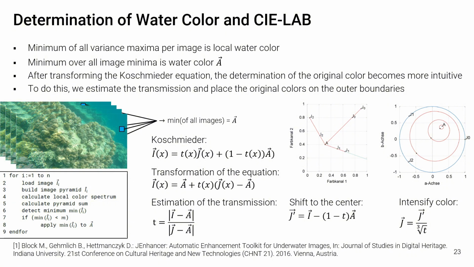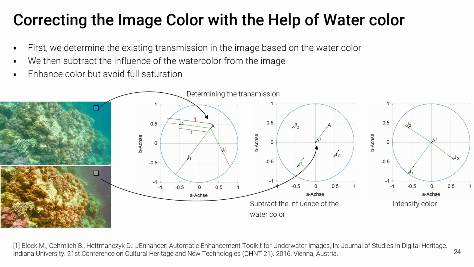If we want to estimate the transmission, this now results proportionally from the length ratio of the distance from A to J and A to I. If the transmission is 0, the pixel is equal to the watercolor, and if it is 1, we have no influence of the watercolor. This allows us, for example, to move colors that are very close to the watercolor to the center and leave colors that are unaffected unchanged. If the watercolor is then the new origin of the color space, we can even amplify the color from there without overdriving it. I would like to show the correction step after determining the watercolor here again in an overview.